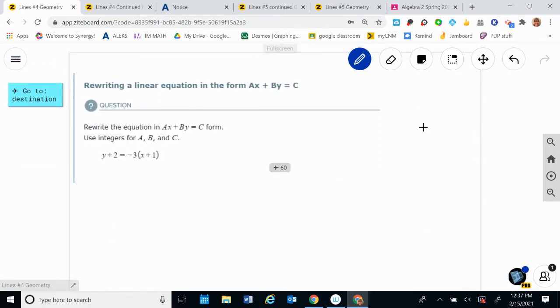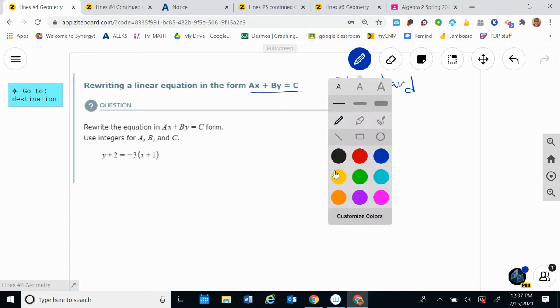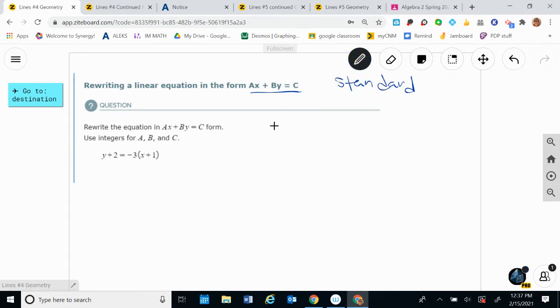Okay, now we are rewriting a linear equation in standard form. I know I went over this. This is standard form. This is a really important skill, and it's just algebra. This is straight up algebra. There's no geometry even involved in here. We can't even fake it. So here we go. Actually, let me go back.